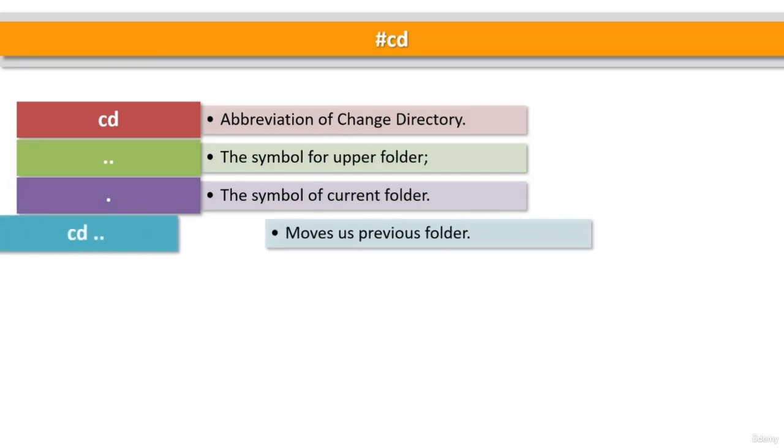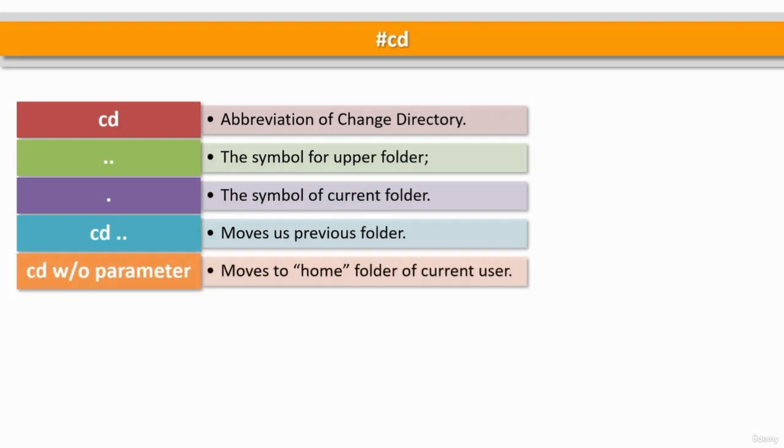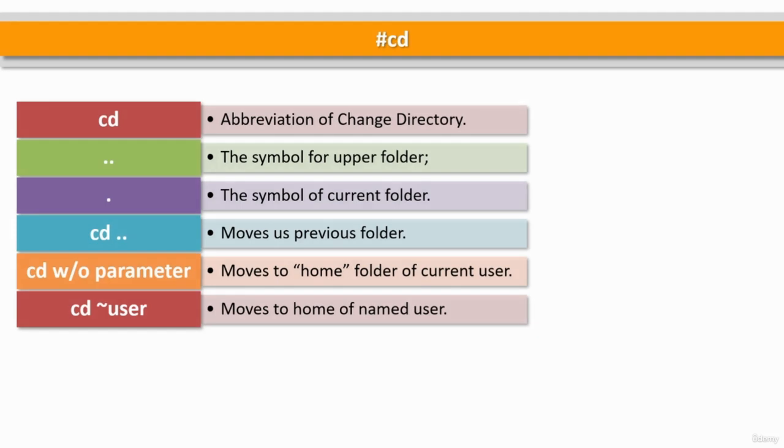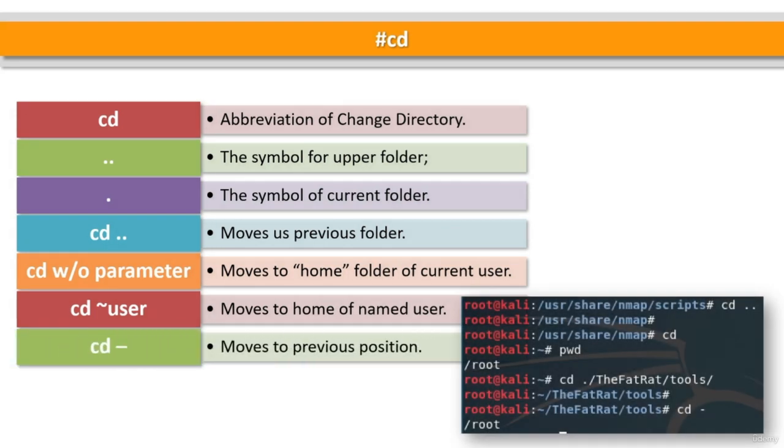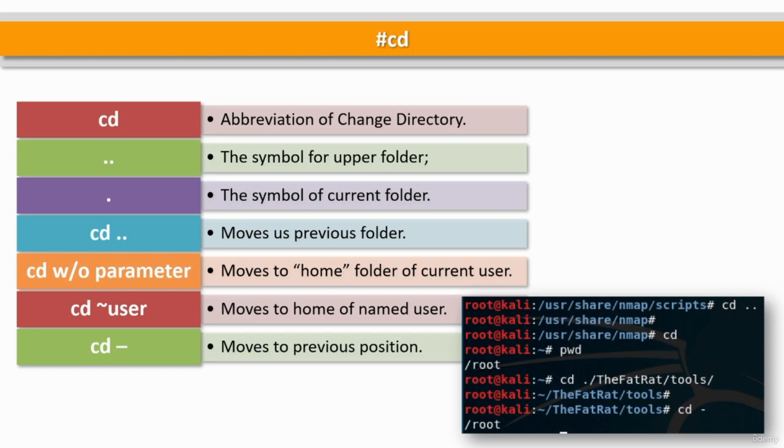So if you run cd double dot, it moves you to the previous folder. If you run cd command without any parameter, it'll give you the home folder of the current user. cd tilde user moves to the home directory of the named user. And finally, cd single dash moves to the previous position. All right, so let's go ahead and practice it.